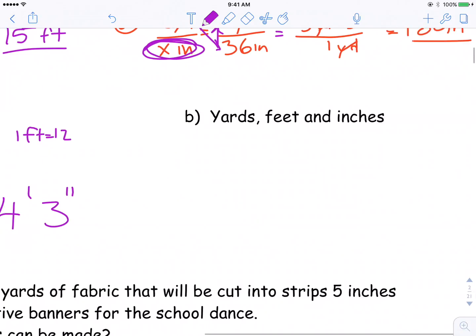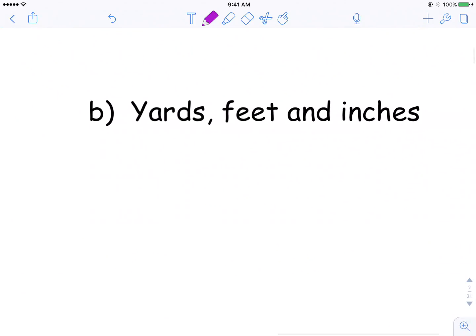Example 2b, convert that 51 inches. Again, 51 inches.